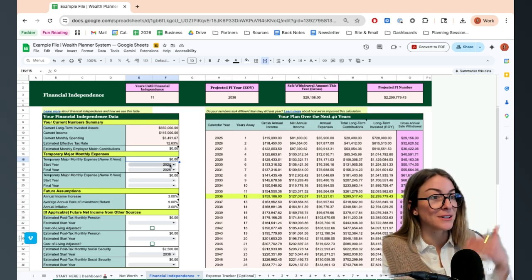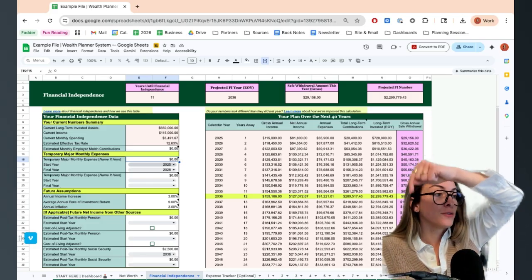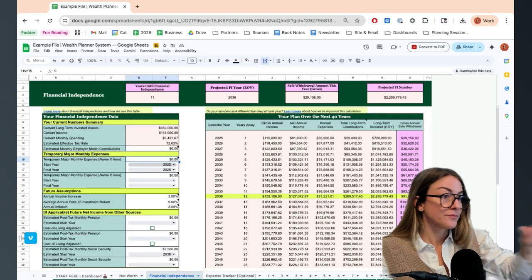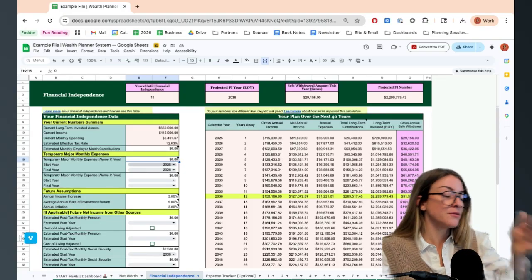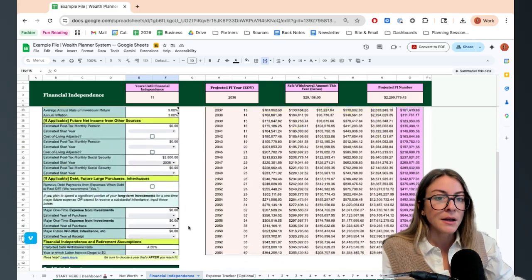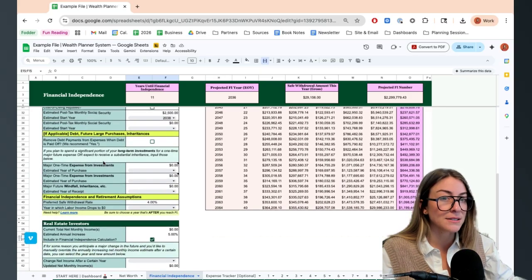Whereas if it's something that you're expecting to pay for in the future, now it needs to add that into the budget you've already made. It's like a net new thing that it needs to factor in. So the start year will be sometime in the future and the expense won't yet be in the budget that you've already made. Then you've got some Social Security. You can put in when you expect to receive Social Security. If you're getting a pension, we have 2 spots for pensions.